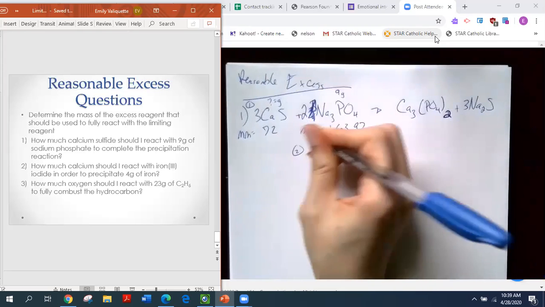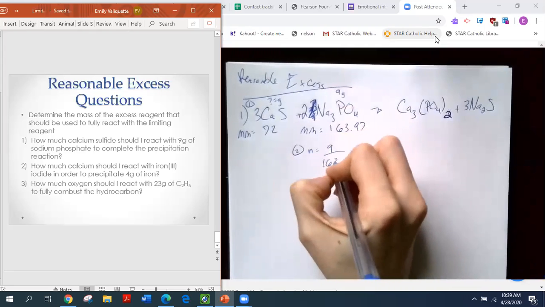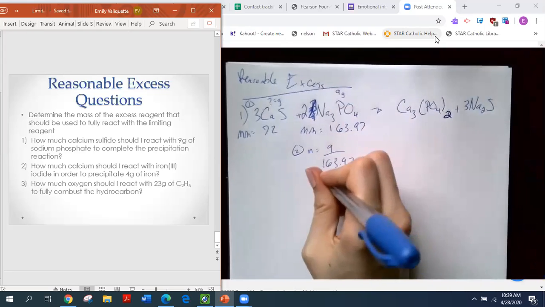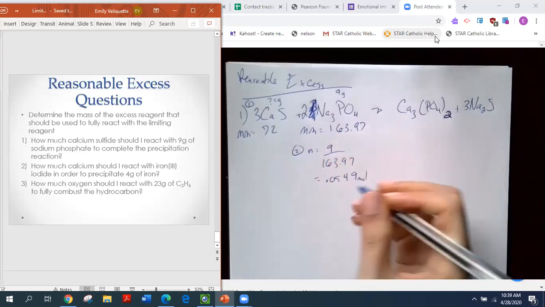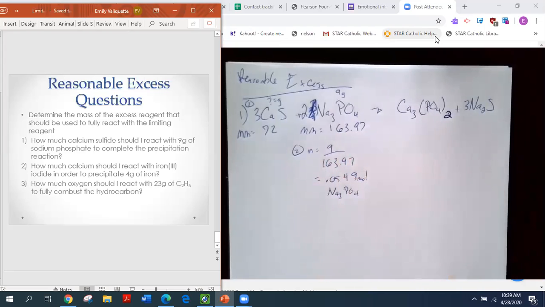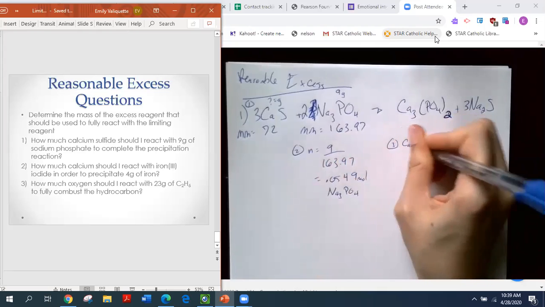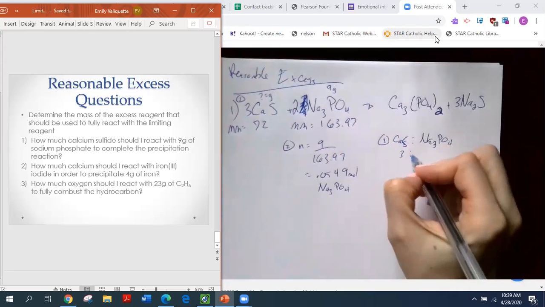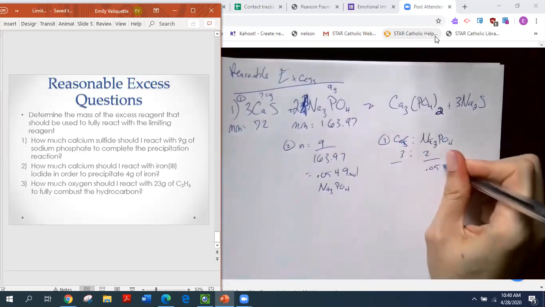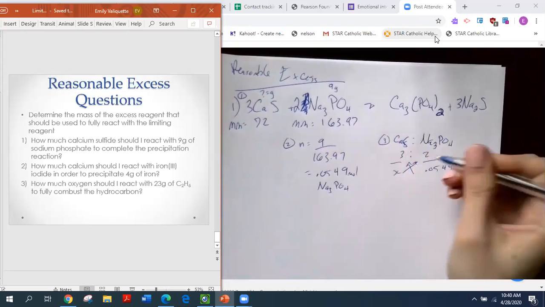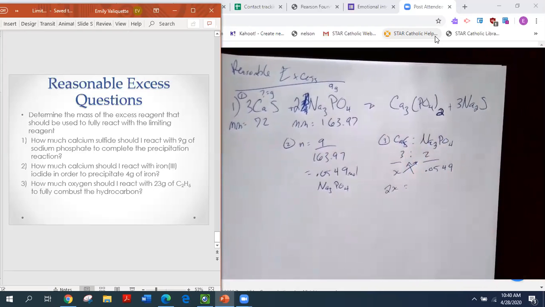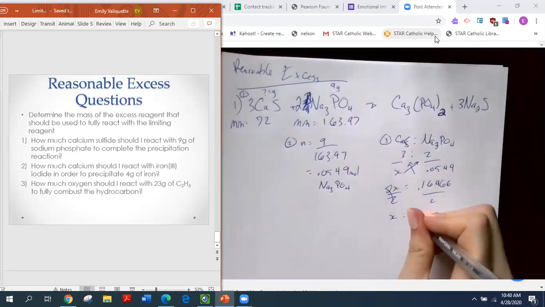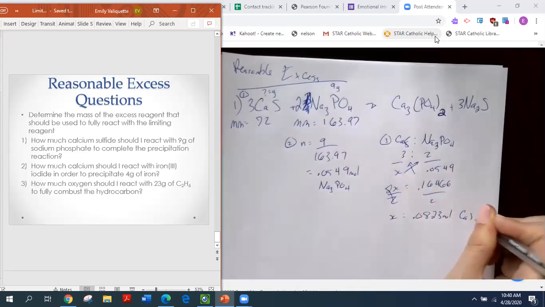So all of that is step 1. Step 2, I'm going to do moles equals mass over molar mass for the reagents that I was given the mass of. So in this case, 0.0549-ish moles of our sodium phosphate. Then I'm going to set up a mole ratio between my calcium sulfide and sodium phosphate, which is a 3:2 ratio. I will plug in the moles of my sodium phosphate and solve for the moles of calcium sulfide. And you should get roughly 0.0823 moles of calcium sulfide.